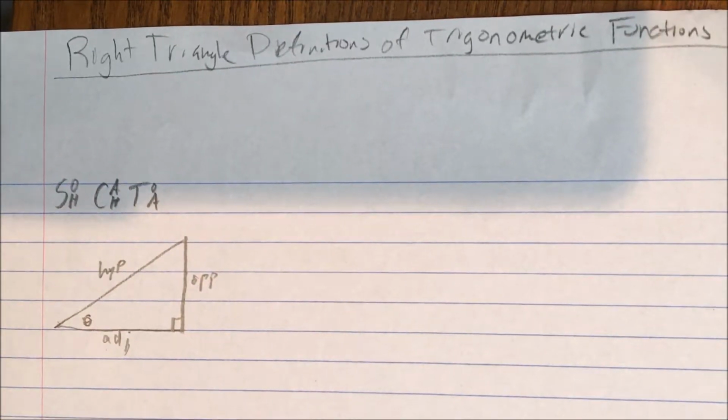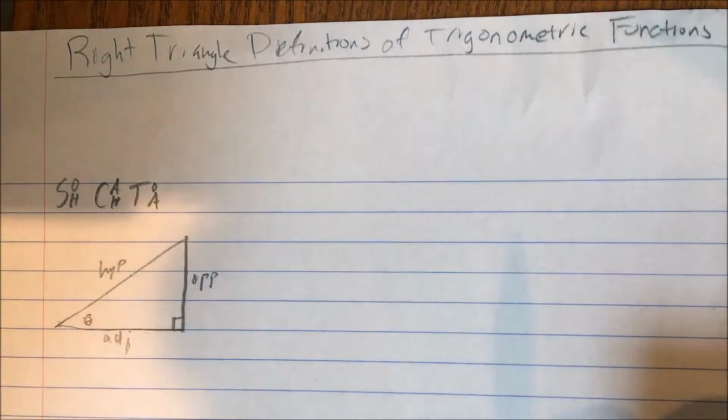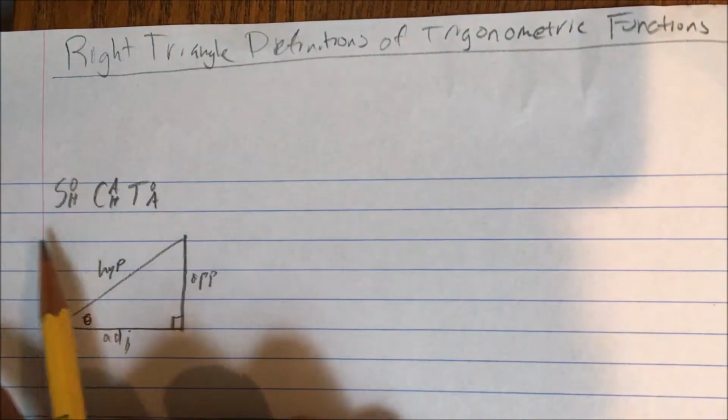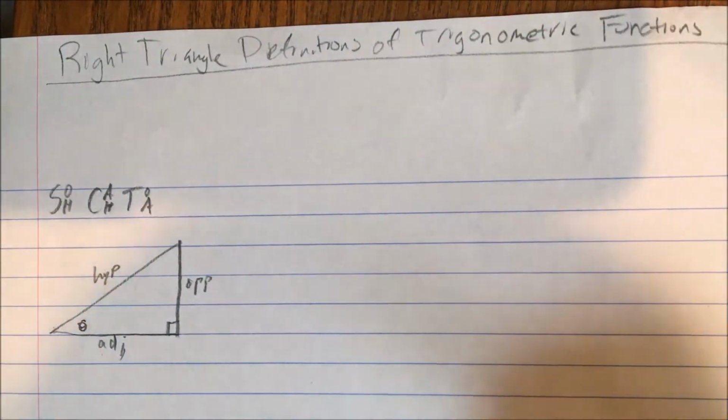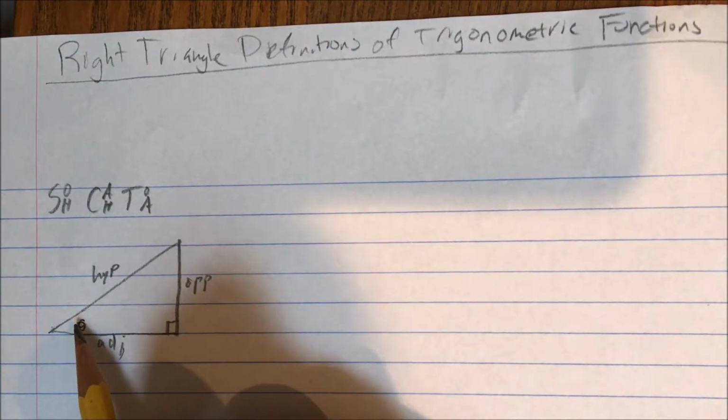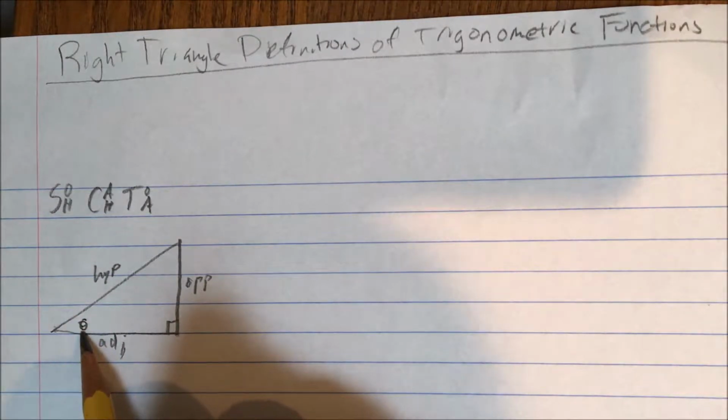So this section is on the right triangle definitions of trigonometric functions. It's also sometimes called Sohcahtoa. You'll see why in a second. So what these definitions are is if you have a right triangle, we can call this angle theta.